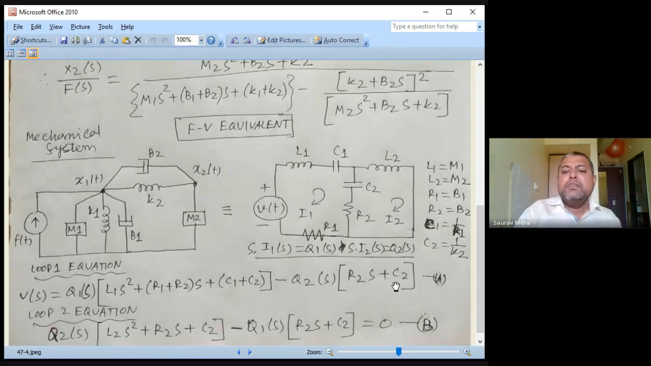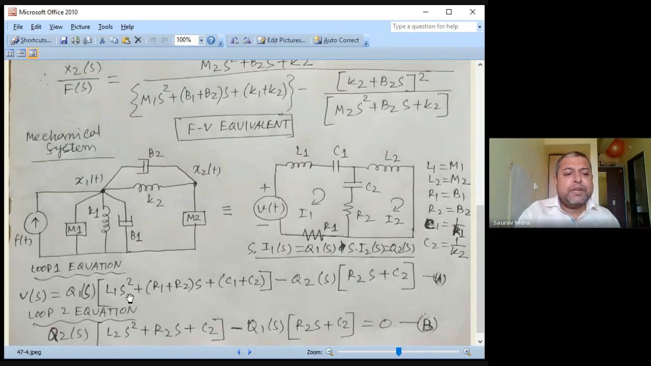So you just have to do the equivalence. Whatever was the value of b, that will become r, whatever the value of k, that becomes c, whatever the value of m, that becomes l. So this is the equation a, that is the F-V analogy, this is the equation a.